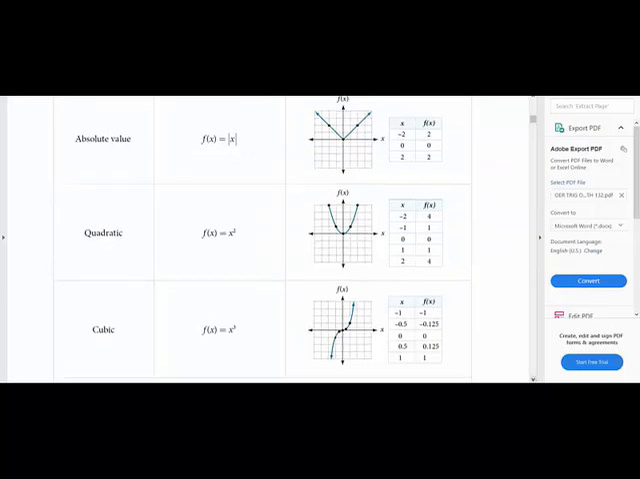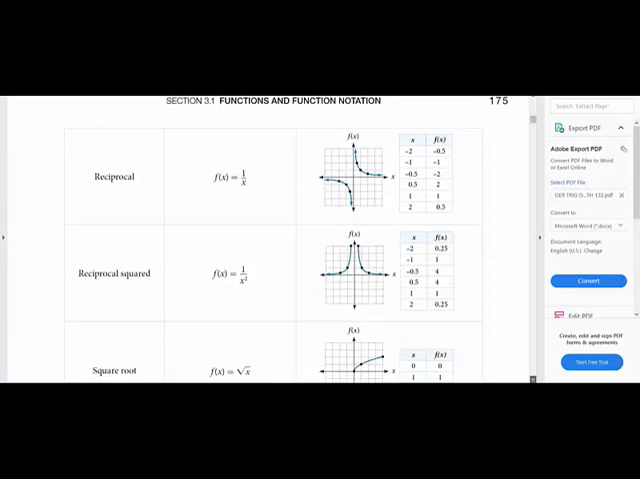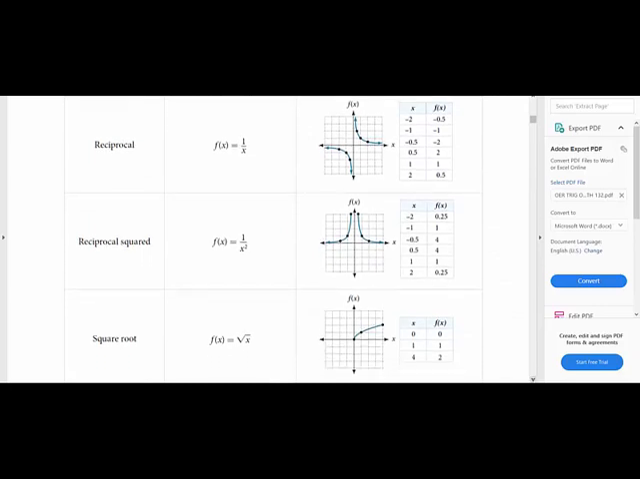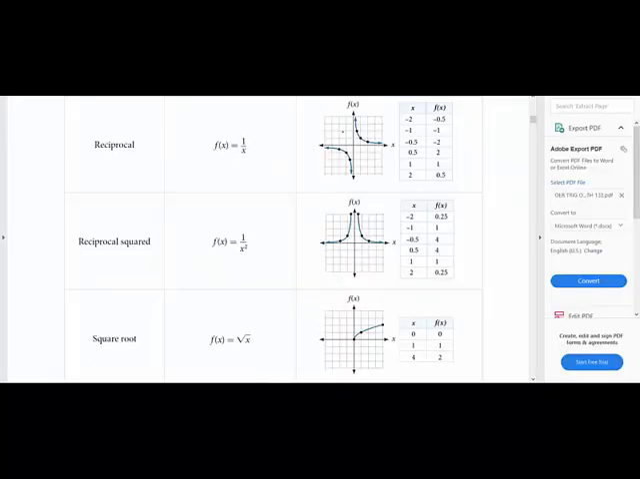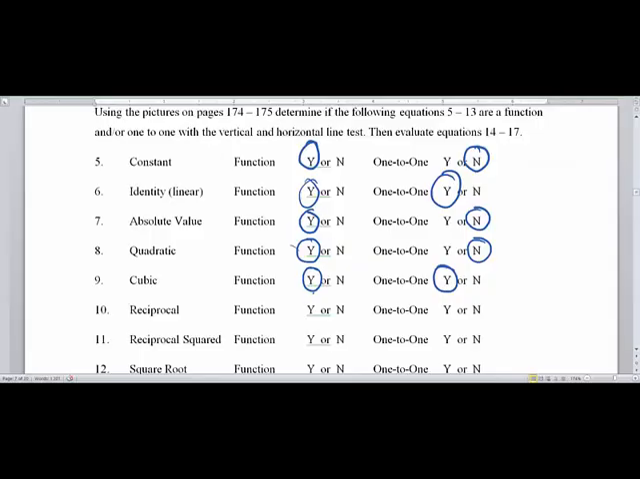Okay, so let's carefully move down to the reciprocal squared, and the square root function. So the reciprocal function, yes, it passes the vertical and horizontal line test. Even though there are no values at the x or the y axis, it still passes all the points in the lines that it exists. So yes, functions can have excluded values, and we're actually going to look at that in the next video here.